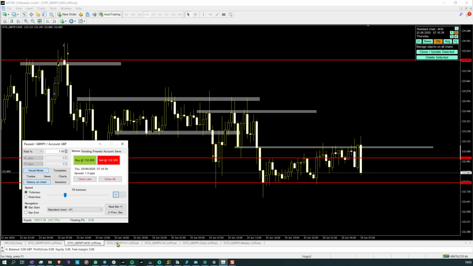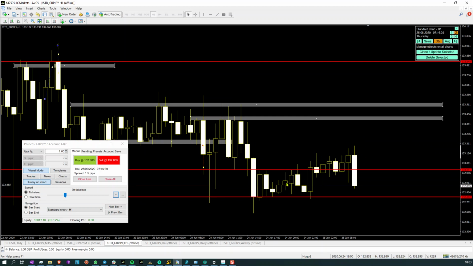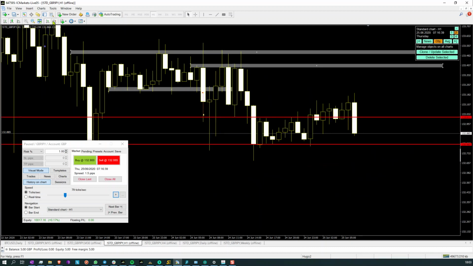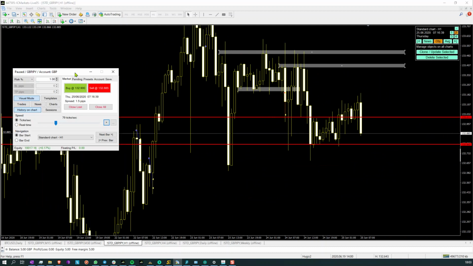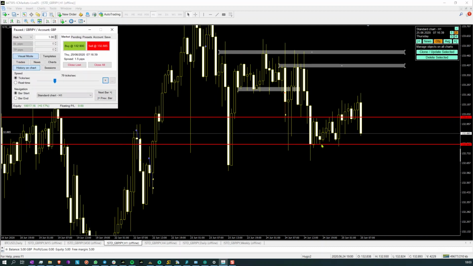Let's see the 1 hour. The 1 hour looks very bearish. We need to break from here. This is our support. If we break, we have a bit of room at least till this one in here. We have this weak to fill. We have some space.